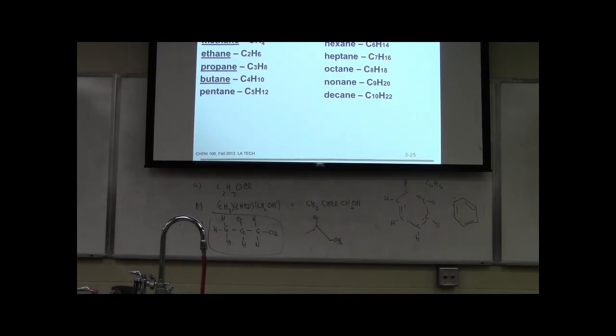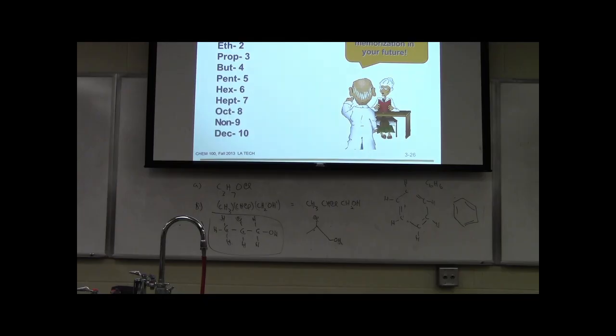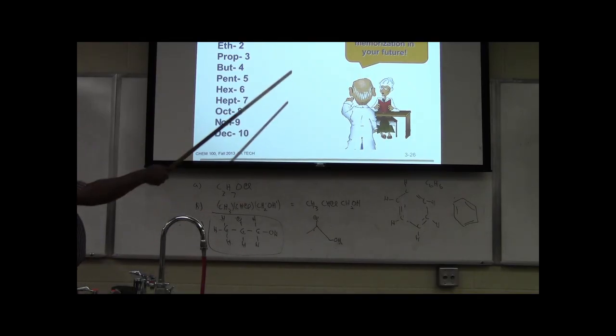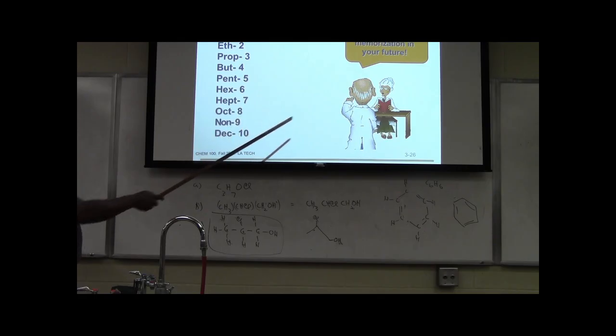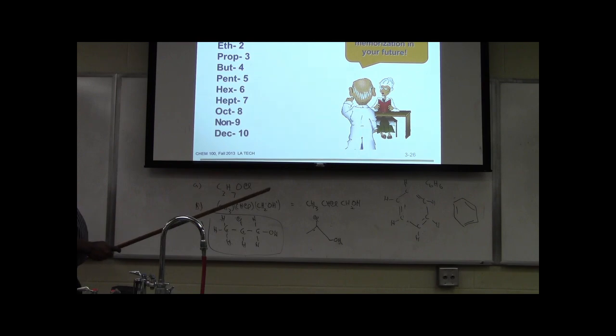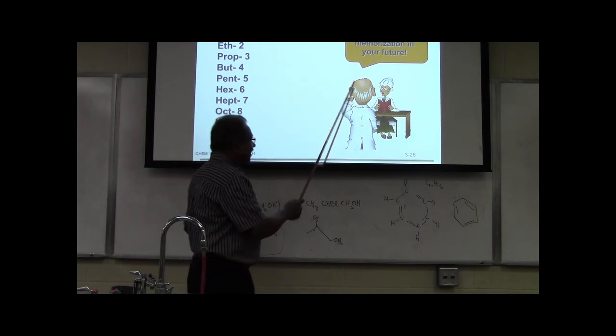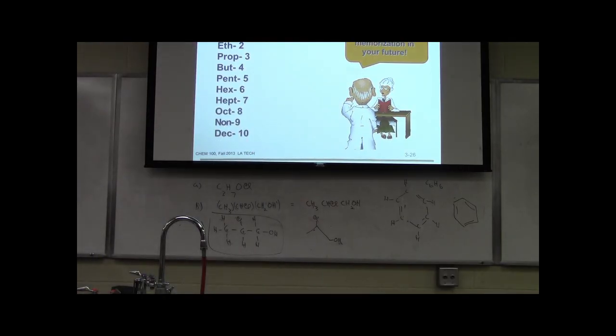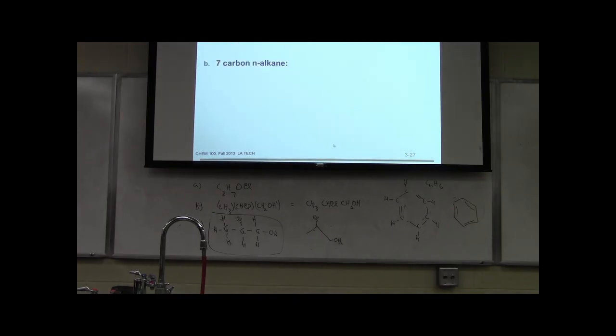How do you name the alkane? Can you see some memorization coming in the future? Okay. What is the name of a 6-carbon atom alkane? Hexane. 9-carbon atom alkane. No name. Okay, you got it.